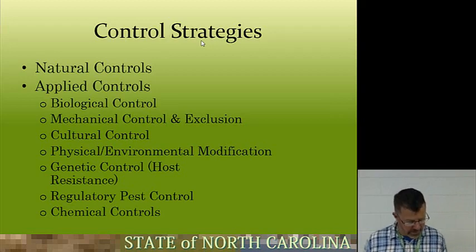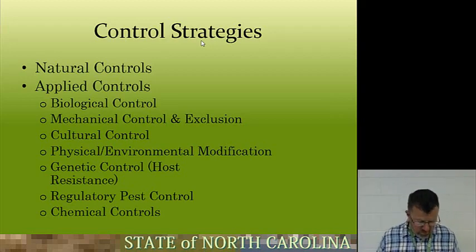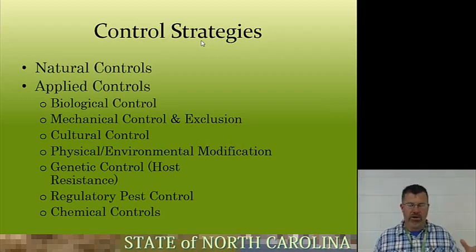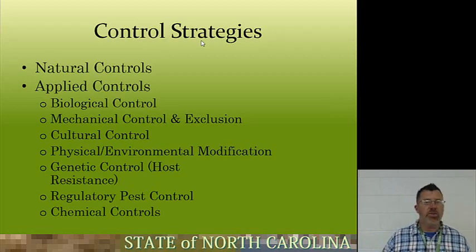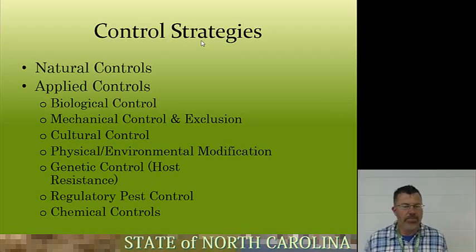Physical or environmental modification. Think about a greenhouse setting. We can control that environment. It's kind of hard to do it out in the lawn and landscapes, but we can do it in a controlled environment. You can lower the humidity in grains, as the book states. You can use fans in a greenhouse to increase the airflow, which will keep fungal diseases away.